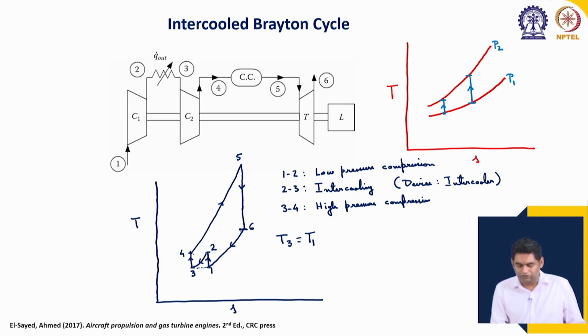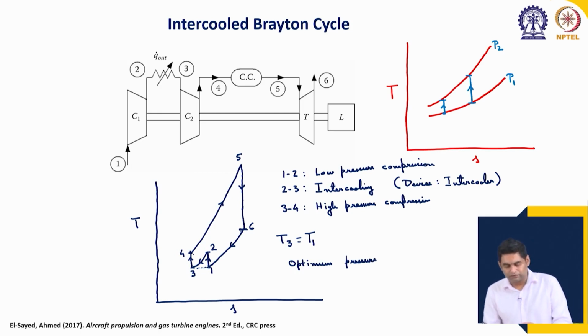Now, T 4 and T 2 can be different, it depends on what pressure is used for the intercooling. Okay. So, later we will see that there is an optimum pressure for intercooling, and we have to find this optimum pressure, for which we get the maximum work output from the cycle, which translates to minimum work input to the compressor. Optimum pressure of intercooling.